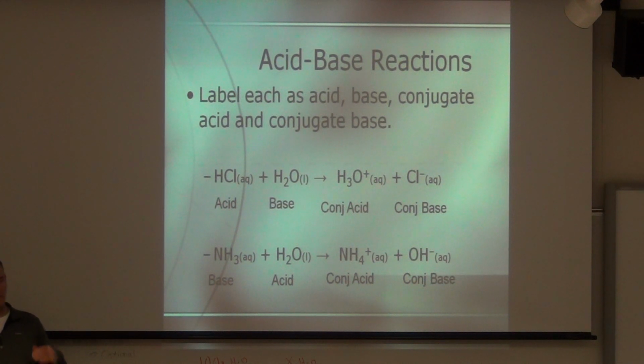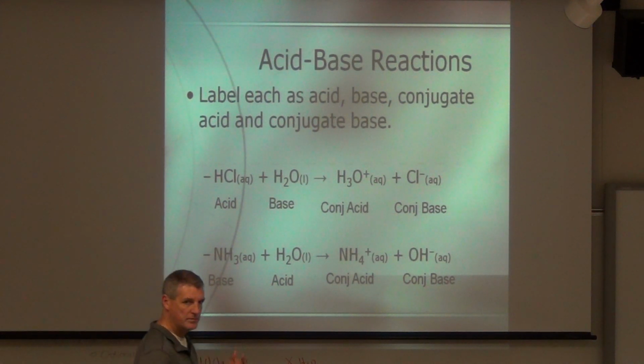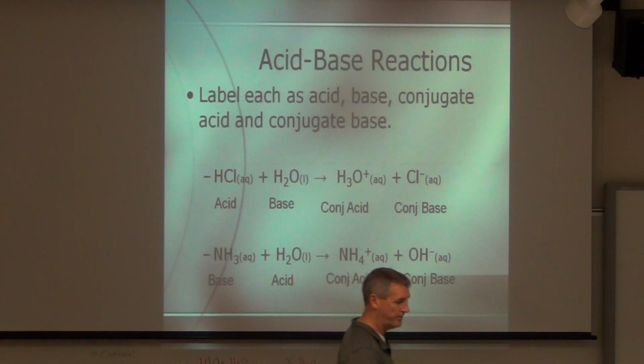and if it's neutral, you're losing a positive ion, so your new formula, your conjugate base, will have one less positive charge, or typically a negative charge. And your conjugate acids are picking up a positive charge, so if they were neutral, they're going to become positive. If they were negative, they're going to move up to neutral.